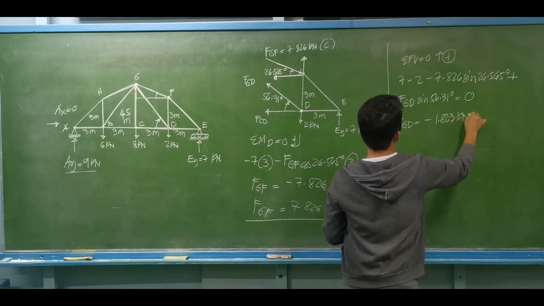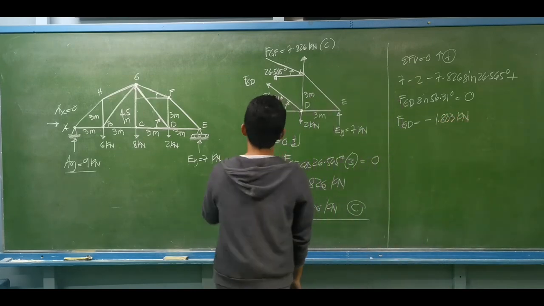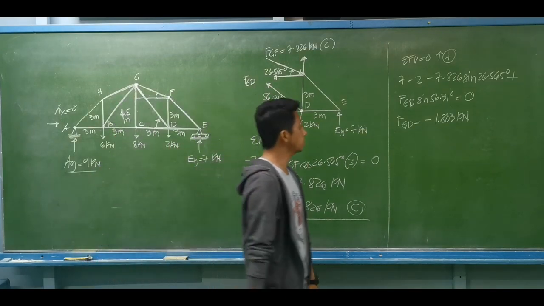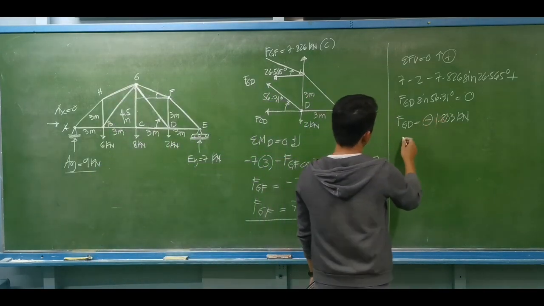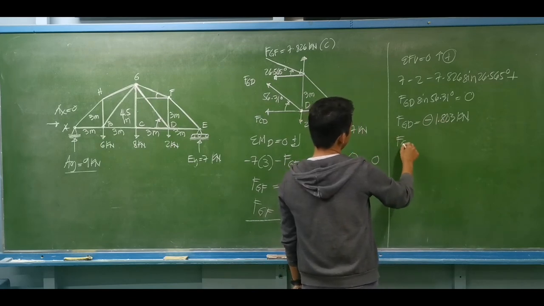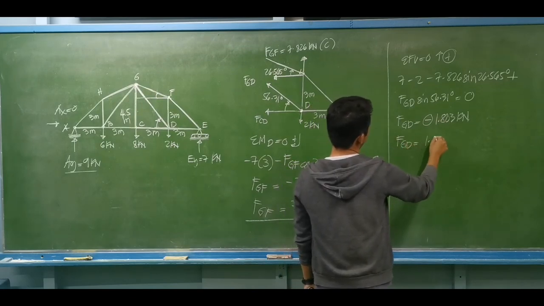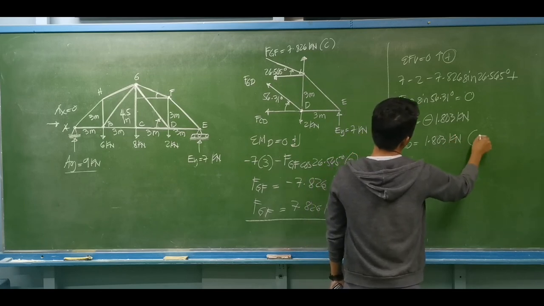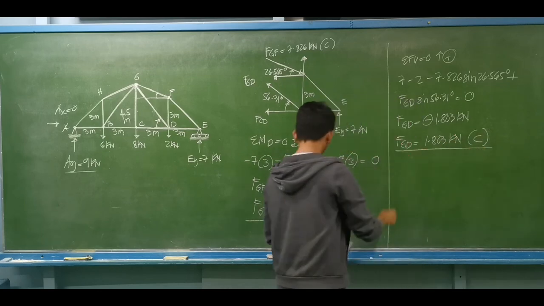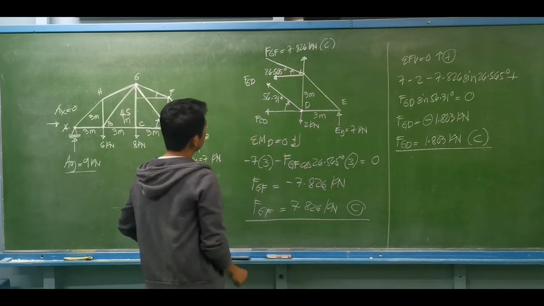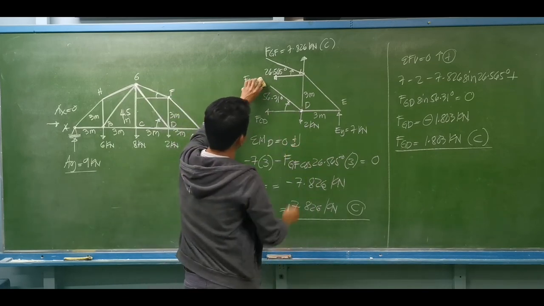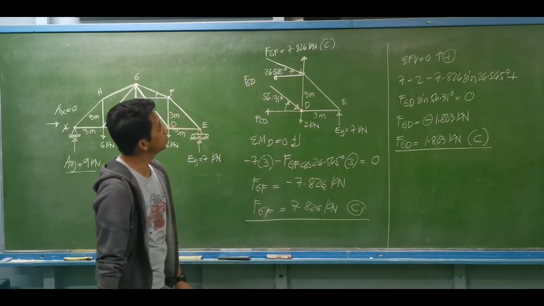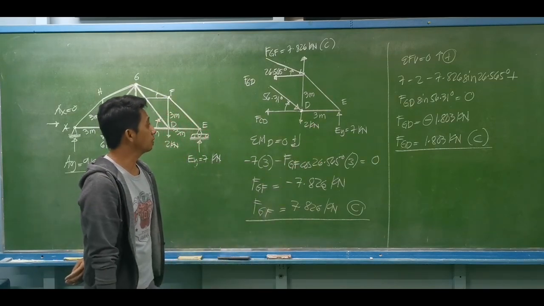1.803 kilonewtons. What was our assumption again? It is under tension, but what came out here? It is negative. We take the opposite sign. The axial force for member GD is 1.803 kilonewtons, but it should be compression. So we correct the direction. It should be compression, so compressions for GD and GF.